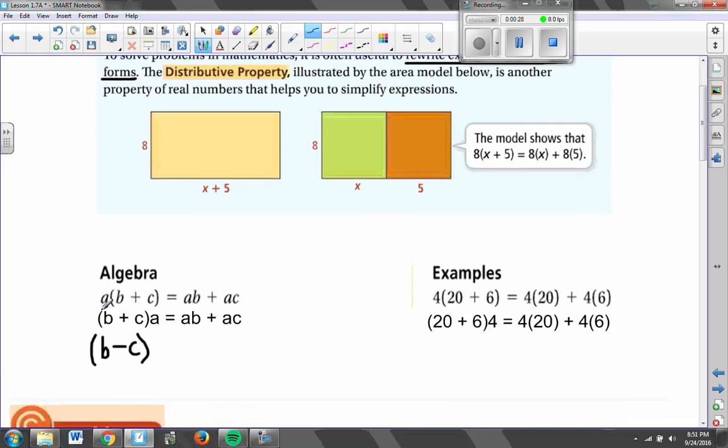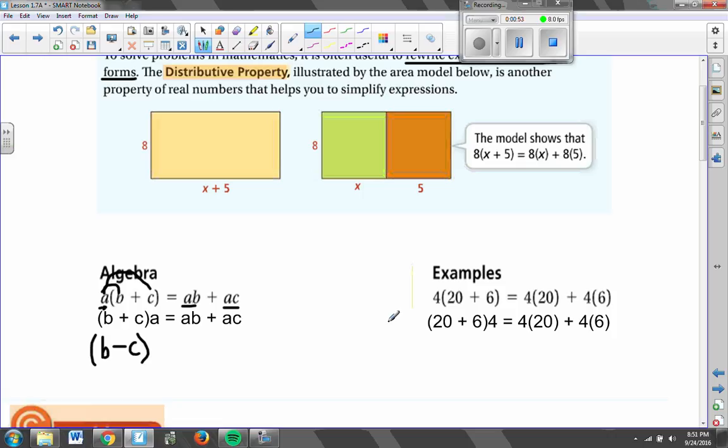So the distributive property basically says if you have a number being multiplied in front of two numbers added or subtracted together, b plus c or b minus c, in parentheses, we can just multiply a times the first number and a times the second number and write it without the parentheses. So we write a times b plus a times c.